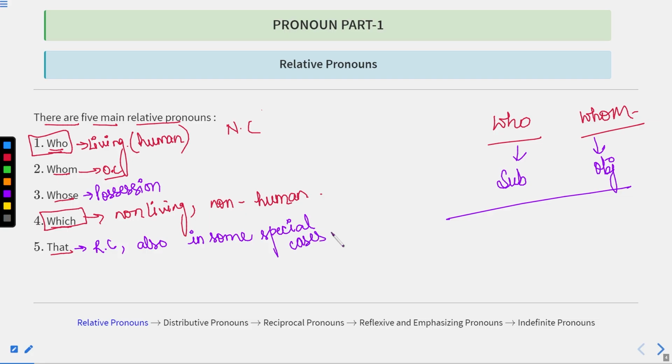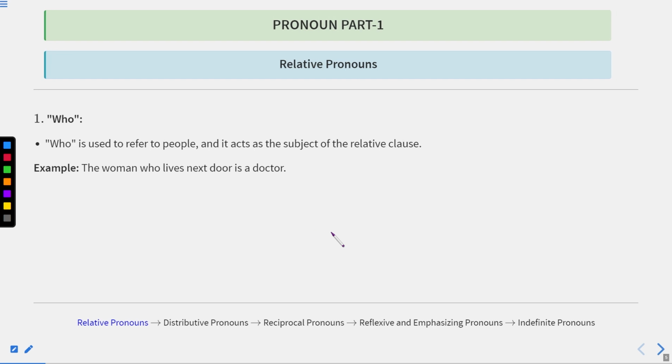Now let us discuss these relative pronouns one by one. First we'll discuss something about who. Who is used to refer to people, and it acts as the subject of the relative clause. Moreover, we can say that it describes humans. When we talk about human beings, we use who. For example, the woman who lives next door is a doctor. So who lives next door? Here we are talking about a woman. A woman is a human or a living being, so here we are using who.